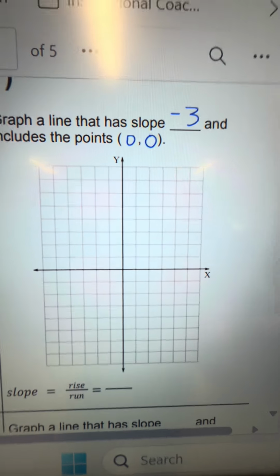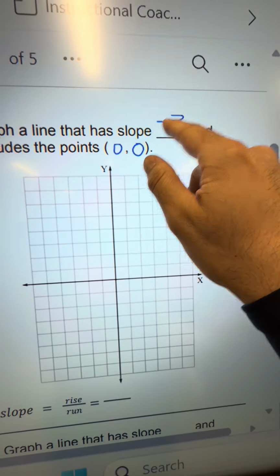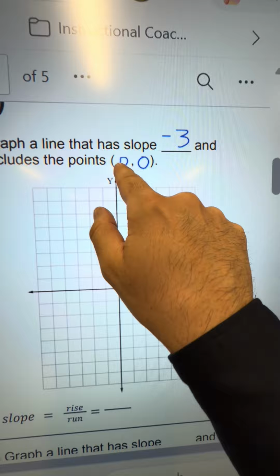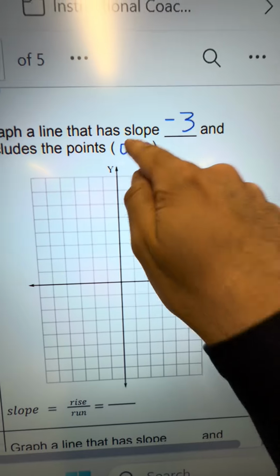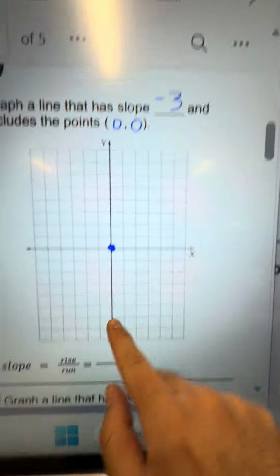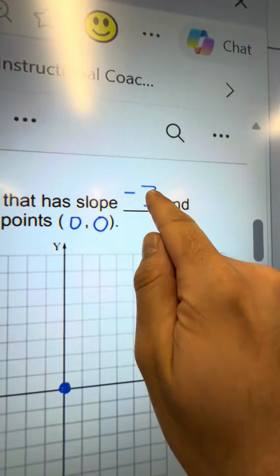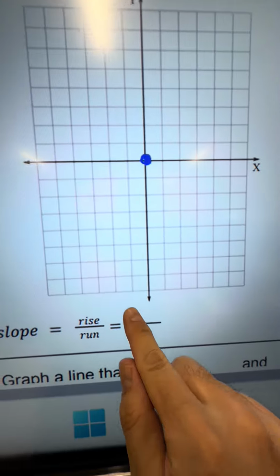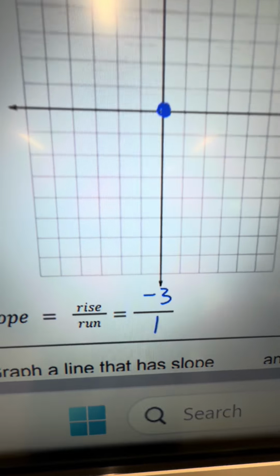This is example number 2. They want the slope to be -3, and it's passing through the point 0, 0. So I'm always going to start with the point 0, 0, which is right here. Then I'm going to take my slope and organize it down here. So notice this is not a fraction. If it's not a fraction, just put it over 1.